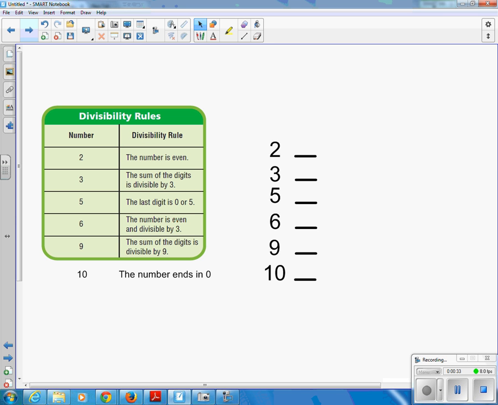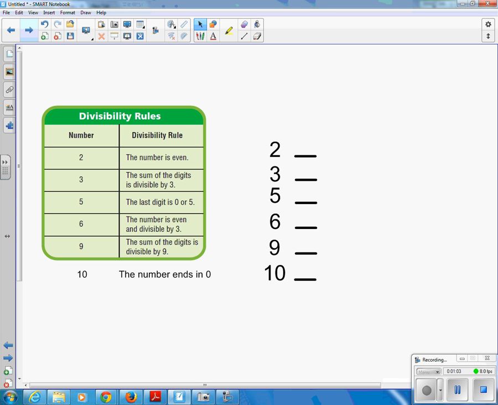A number is divisible by 2 if the number is even. Remember, even numbers end in 0, 2, 4, 6, or 8. A number is divisible by 3 if the sum of the digits is divisible by 3 or is a multiple of 3. A number is divisible by 5 if the last digit of the number is 0 or 5. A number is divisible by 6 if the number is even and is divisible by 3. That means if it follows the rules for 2 and 3.